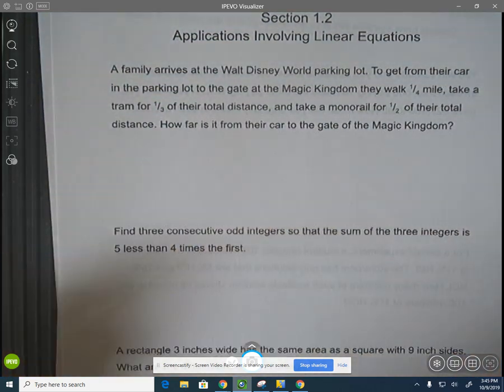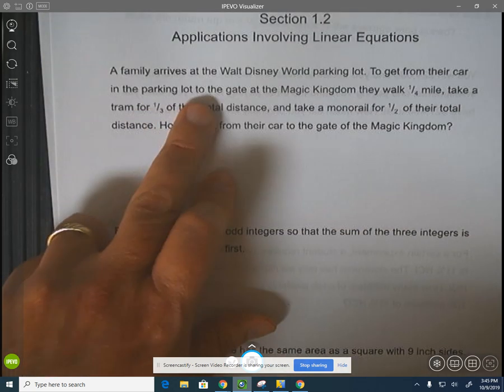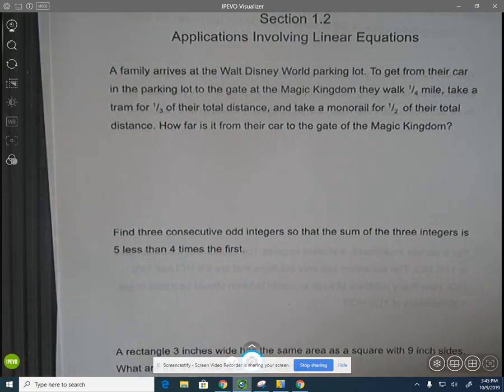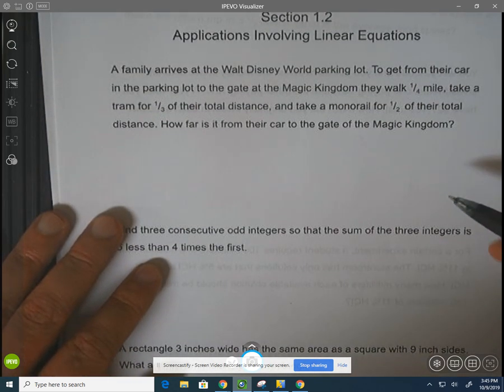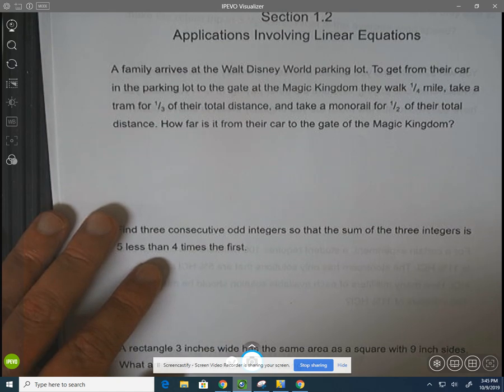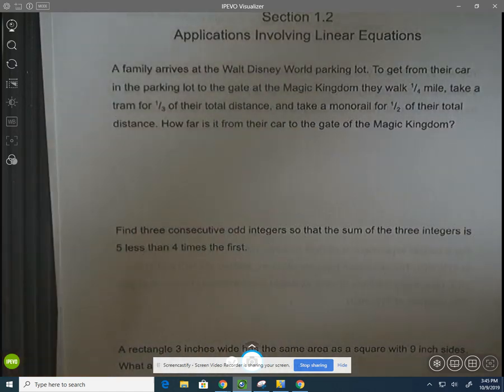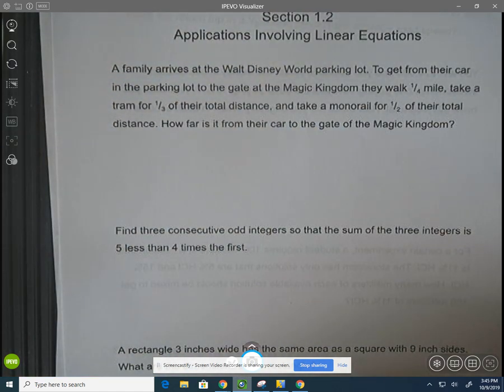So let's look at this first one. A family arrives at the Walt Disney World parking lot. To get from their car in the parking lot to the gate at the Magic Kingdom, they walk 1/4 of a mile, take a tram for 1/3 of their total distance, and then take a monorail for 1/2 of their total distance. How far is their car to the gate of the Magic Kingdom? One of the main things I think that's a key first step, but a lot miss, is identifying your variable.